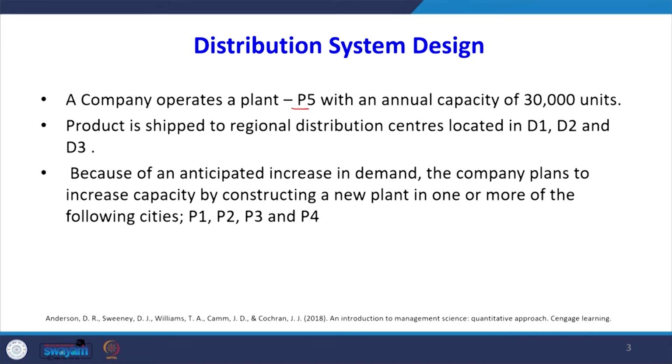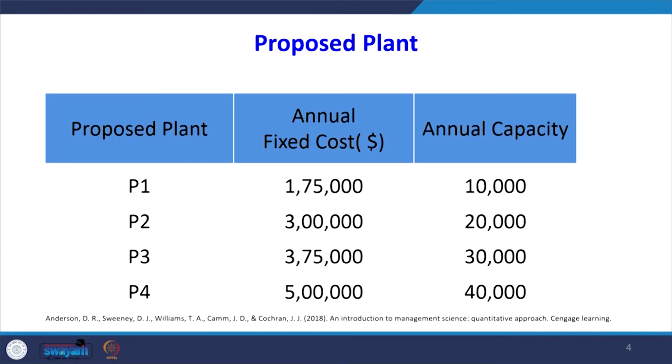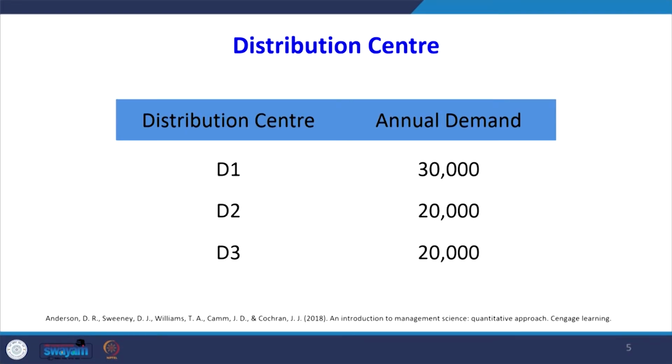Because of this anticipated increase in demand, the company plans to increase the capacity by constructing a new plant in one or more of the following cities. So, the new cities which they are considering for constructing a new plant are P1, P2, P3, P4. There are 4 proposed plants; already one plant is there, P5, but they are proposing 4 plants, P1, P2, P3, P4. The annual fixed cost for these proposed plants is given and the annual capacity is also given. And there are 3 distribution centers D1, D2, D3 and their annual demand is also given.